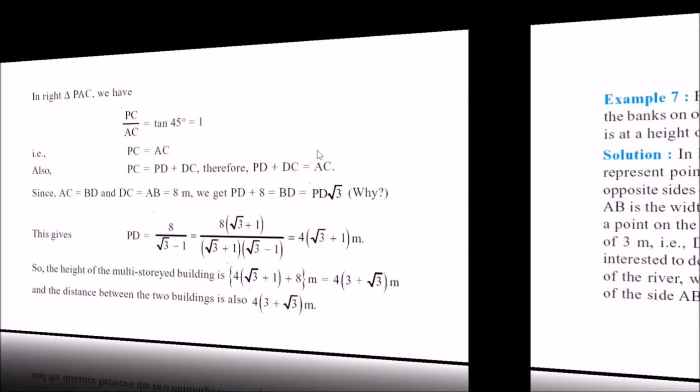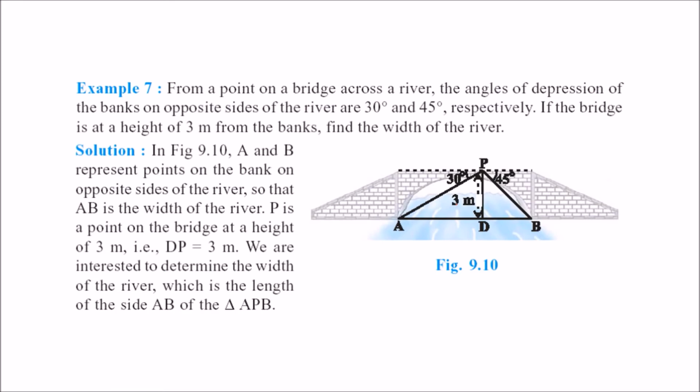Now another question is: from a point on the bridge across a river, the angles of depression of the banks on opposite sides of the river are 30 degrees and 45 degrees. This is 30 degrees, this is 45 degrees. Let us take this as x, this as y. So by this triangle, this is 45, this is 45. Let us take this triangle. Tan 45 is, this is given as 3 meters, 3 meters by y. So y becomes 3.